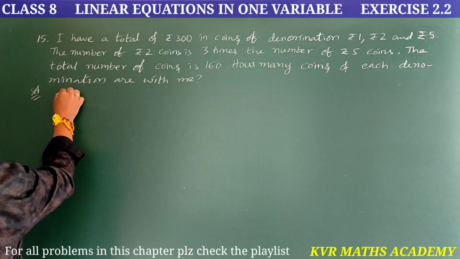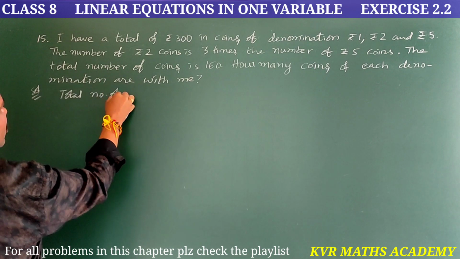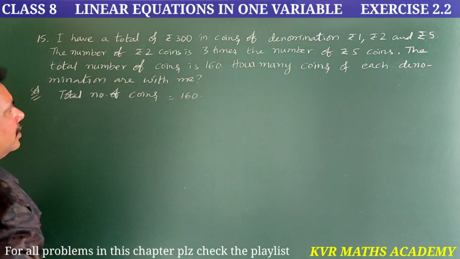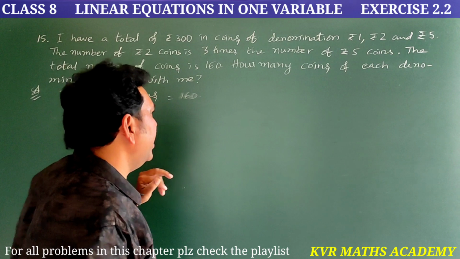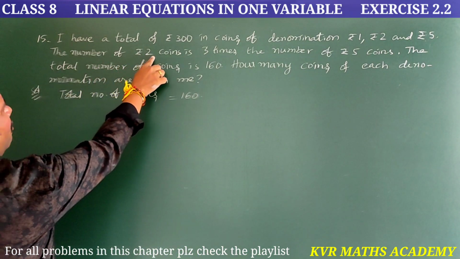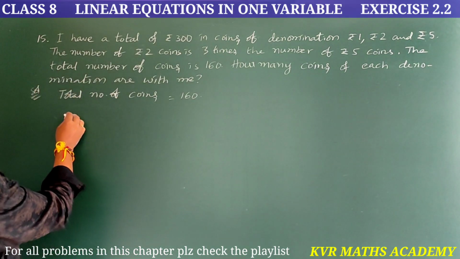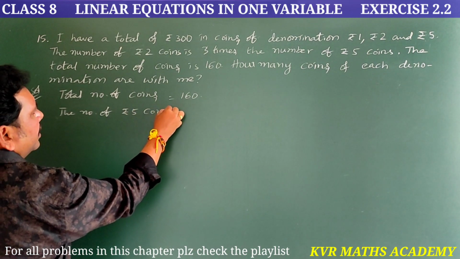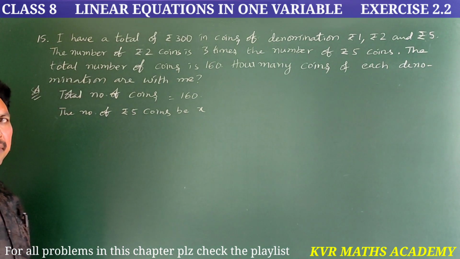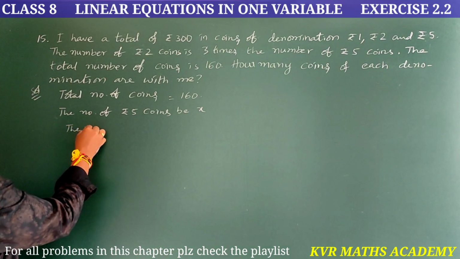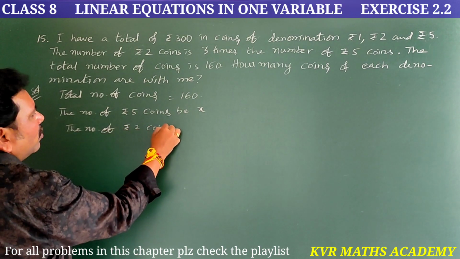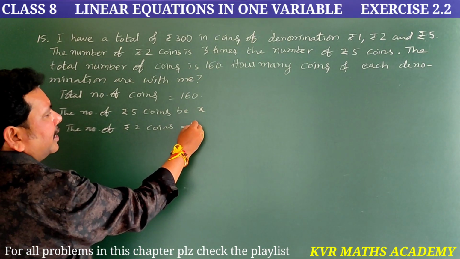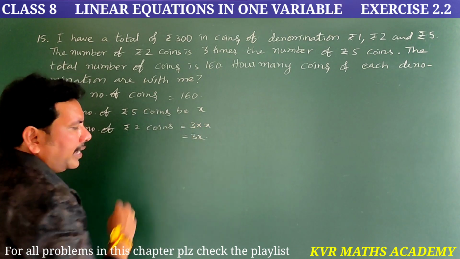Solution. The total number of coins is 160, and we have to find each of denomination 1, 2 and 5. Here it is given that the number of 2 rupee coins is 3 times the number of 5 rupee coins. So the number of 5 rupee coins be taken as x. Then the number of rupee 2 coins is 3 times the number of 5 rupee coins, so 3 into x, that is 3x.